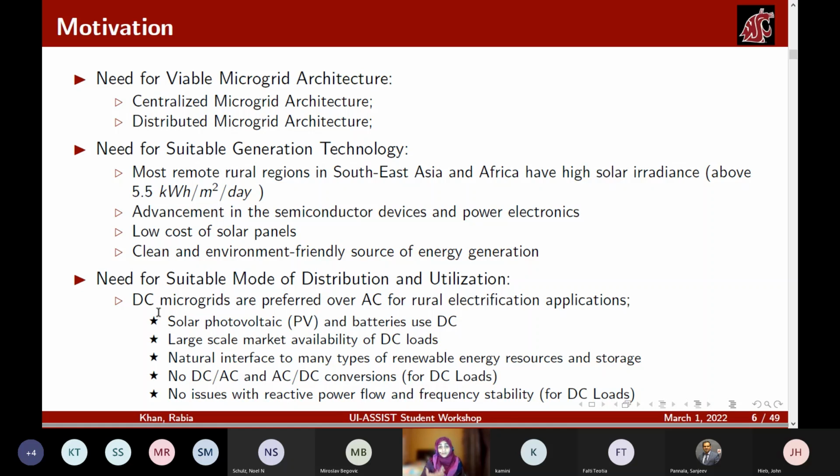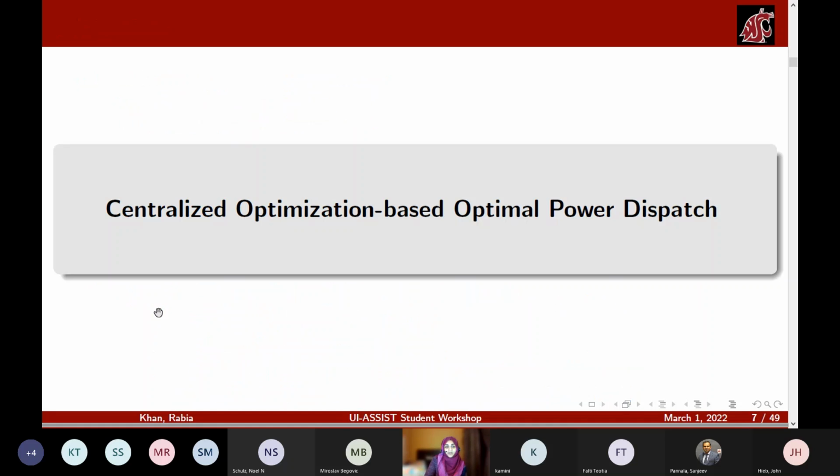Additionally, we need to decide which mode of distribution and utilization will be preferable for those areas. DC and AC each have their own pros and cons, but as most distributed energy resources are DC, we will be considering solar PV as the source and batteries to store the electricity. DC loads have also been developed recently in the market specifically for remote regions. If we have just DC sources and DC loads, then we can avoid a lot of conversion losses caused by conversion stages from AC to DC, DC to AC, and so on. It is also comparatively easy as we do not have to consider frequency stability and reactive power. So now going to the technical side, we'll be considering centralized optimization-based optimal power flow and optimal power dispatch.